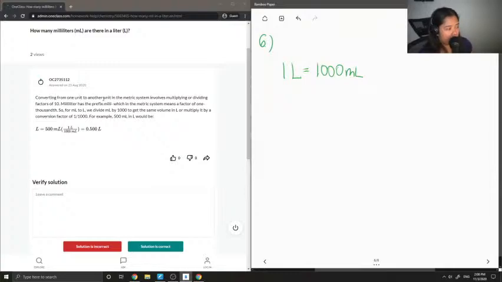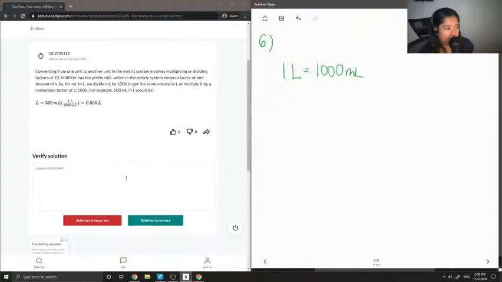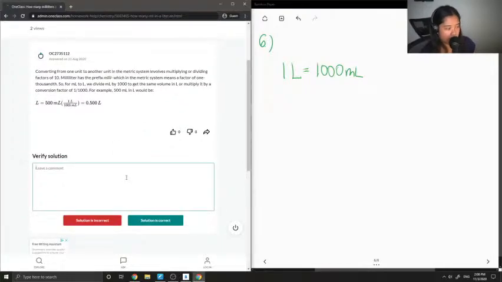Converting from one unit to another unit in the metric system involves multiplying or dividing factors of 10. Milliliters has the prefix milli, which in the metric system means a factor of 1,000th. So for milliliters to liters, we divide milliliters by 1,000 to get the same volume in liters, or multiply it by a conversion factor of 1 over 1,000. For example, 500 milliliters in liters would be, and then they have 500 mL times 1 over 1,000 gets 0.500 liters. This solution is correct.